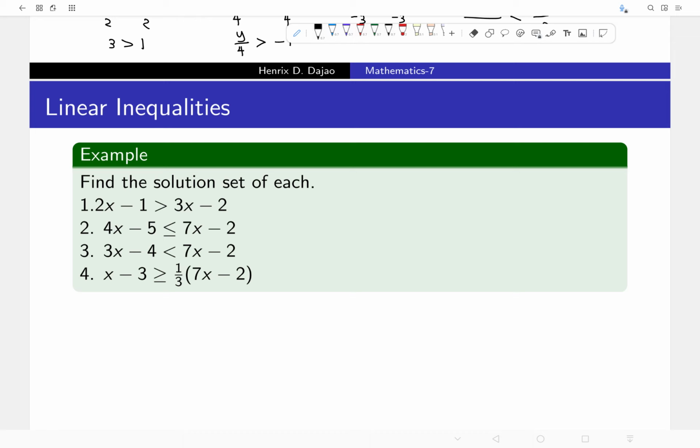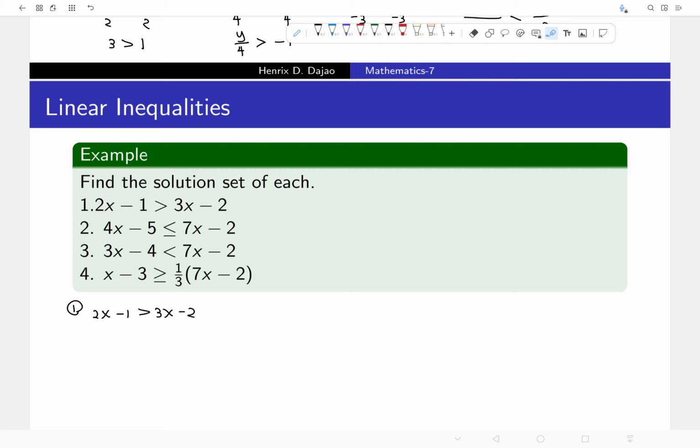So we will solve number 1. We're going to find the solution set. 2x minus 1 is greater than 3x minus 2. Now, our objective here is to get the value of x such that our inequality will be true. So, what are those values that we're going to put here in our x so that our inequality will be true? So, that is our objective. We're going to find those values.